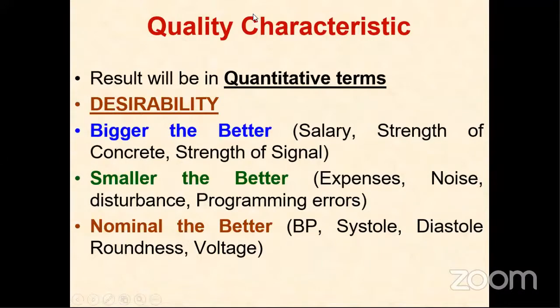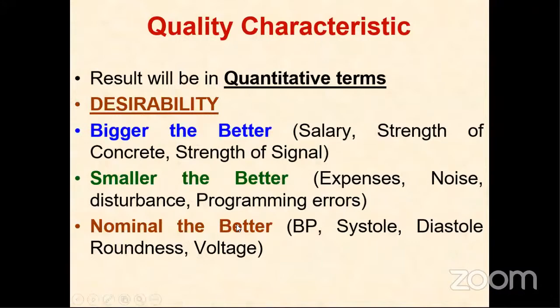So what quality characteristic do I want? See, if my output is salary, then I will say bigger the better is good. If I say strength of the concrete in compression, then bigger the better. If I say strength of the signal in electronics, then bigger the better. If I say real life expenses, I should say smaller the better. In electronics, noise and disturbance should be less. Programming errors should be less, in simulation or in developing. So this is smaller the better as my quality characteristic.